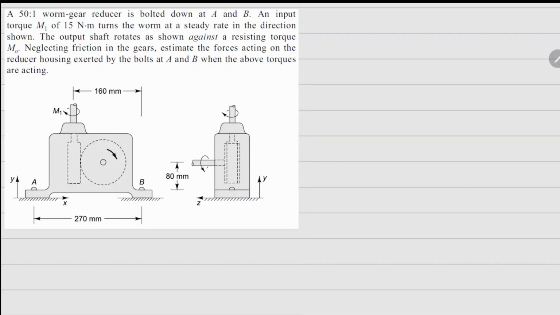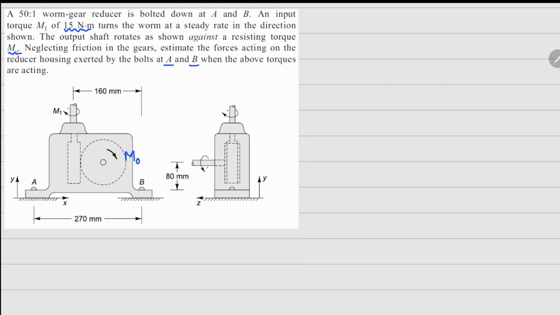This is problem 1.28. It says a 50:1 worm gear reducer is bolted down at A and B, and an input torque M1 of 15 Newton meter turns the worm at a steady rate in the direction shown. The output shaft rotates as shown against a resisting torque MO. Neglecting friction in the gears, estimate the force acting on the housing at A and B.